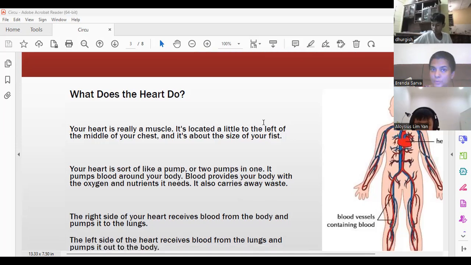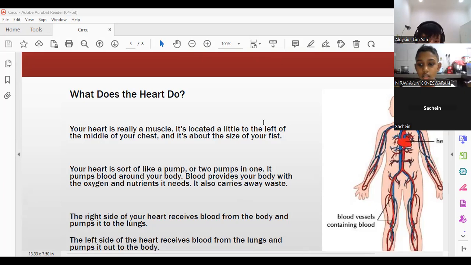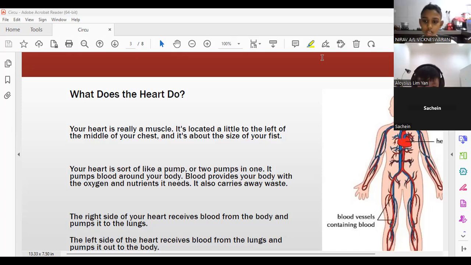My question for you now, Nirav, your question would be, it's all there on the screen. What does the blood do? It's right in front of you. The heart pumps the blood, but what does the blood do? Nirav, you need to unmute yourself. Provides your body with the oxygen and nutrients it needs. Very good.